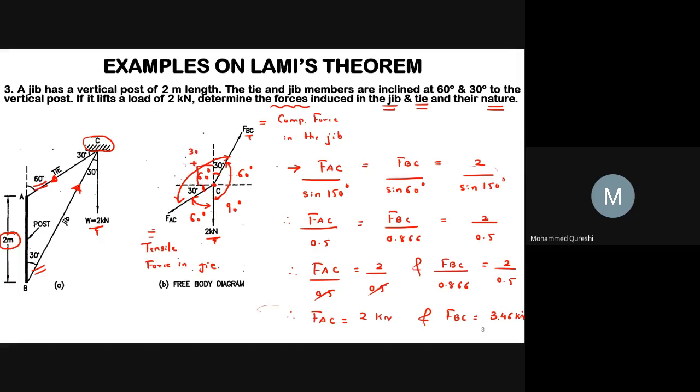And as FAC is the tensile force in the tie, its nature will be tensile, and FBC is the compressive force in the jib, so this will be compressive in nature. So both the forces in the jib and tie are calculated as 2 and 3.464 kilonewton respectively, and its nature is tensile and compressive respectively.